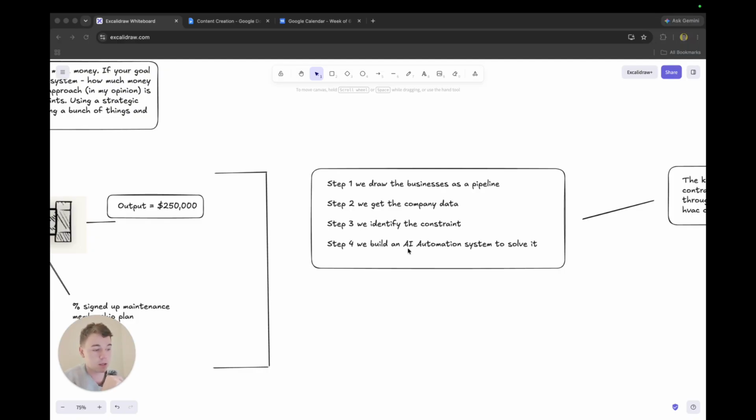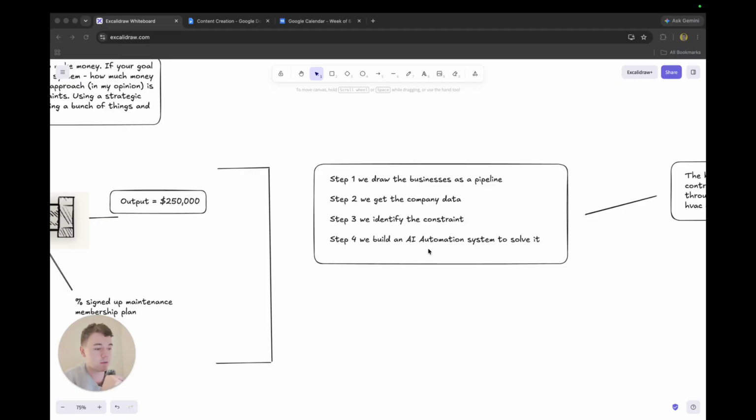Oftentimes, I like to do it by using AI and automation-based systems. The reason why I like to do this is because we can solve the problem by building a system that runs forever without you constantly having to try to fix it over and over again.